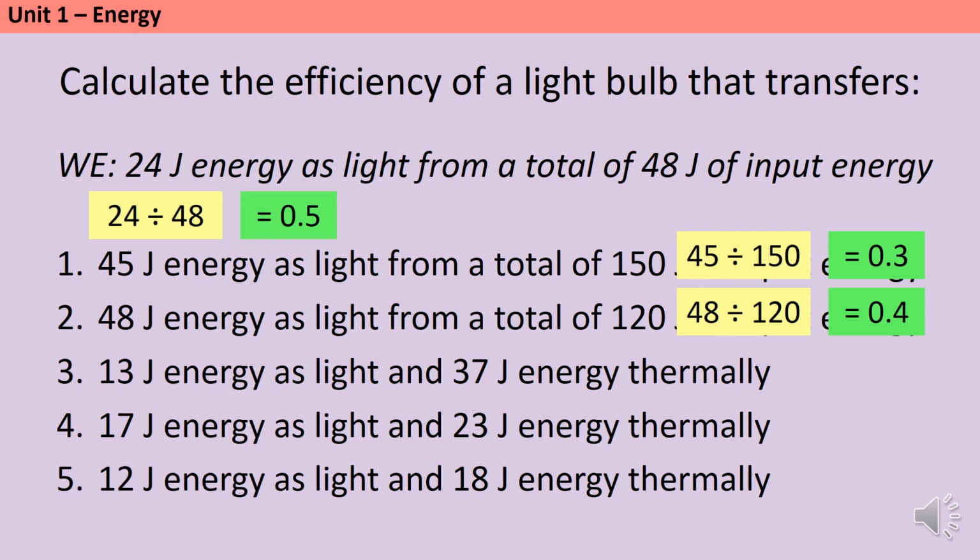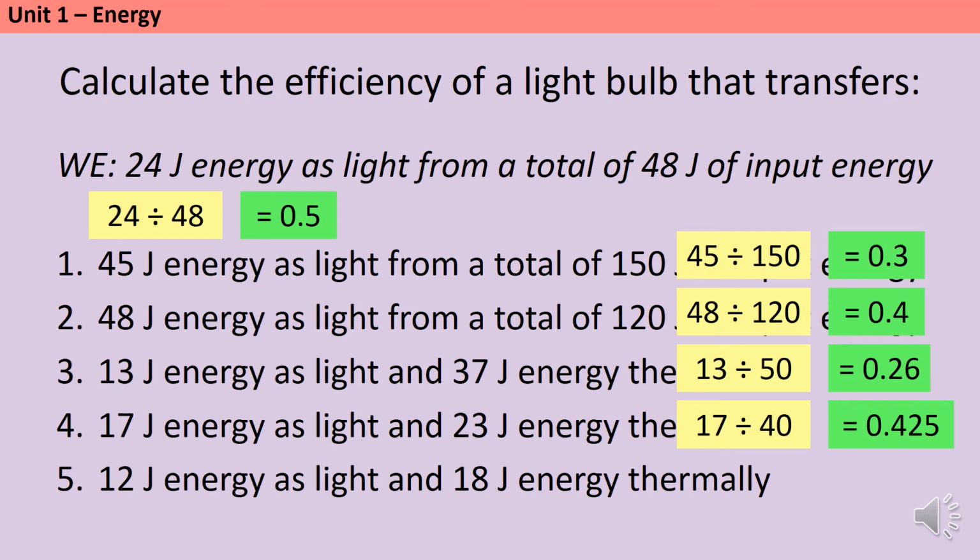So 13 plus 37 is 50 in total. 13 divided by 50 is 0.26. Then 17 plus 23 is 40 in total, and 17 divided by 40 is 0.425. And then 12 plus 18 is 30, and 12 divided by 30 is 0.4.